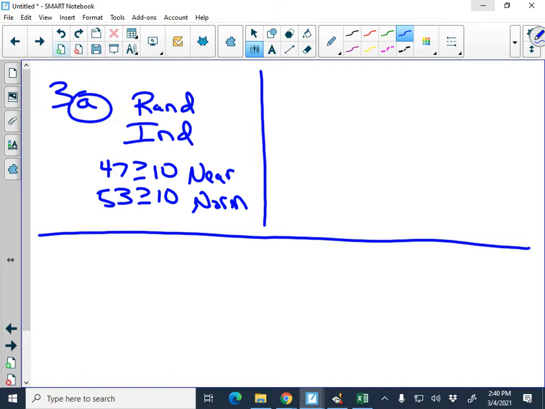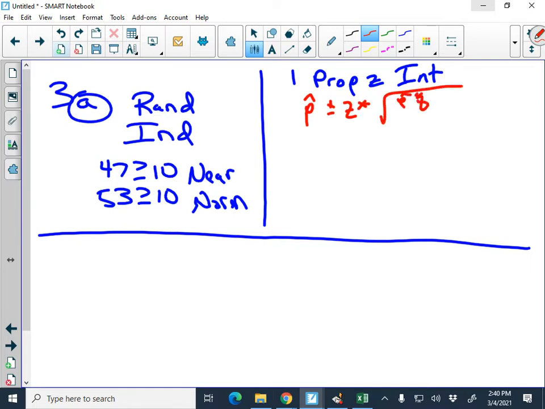Okay? Now, why didn't I say independent groups? There are groups. There's two. I'm only talking about the men in this problem. So I'm going to do the men as one thing here. Next, one proportion z interval. Now the one proportion z interval, I didn't do the formulas for the hypothesis test, but p hat plus or minus z star times the square root of p hat q hat over n.